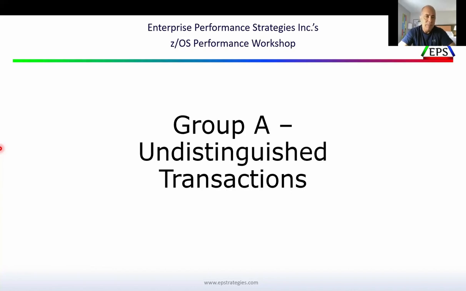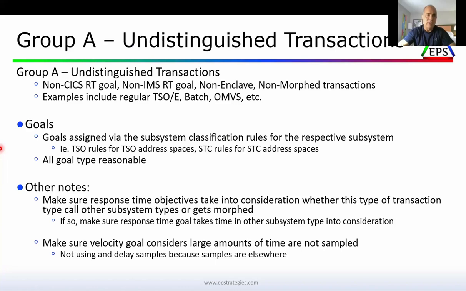What we're talking about here first is undistinguished transactions. This is probably what we think of as typical transactions. We're talking about non-CICS or non-IMS response time goal work. We're not talking about enclaves here. We're not talking about morphed transactions. We're talking about what we think of as typical transactions when we think about z/OS on a regular basis. This is our TSO, our batch, our OMVS.